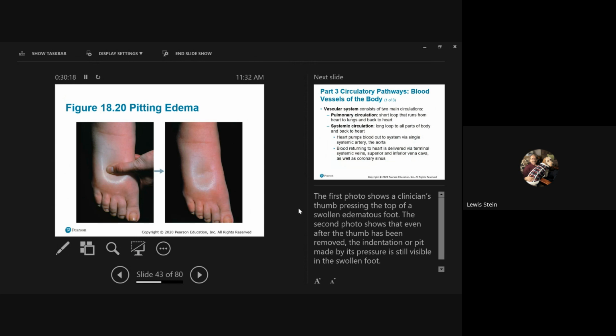And we grade it based on how rapidly it fills back up. Sometimes it's in there for a long time. So pitting is that capability. Now, if someone has fluid and you push on it and you don't see the pit, it doesn't mean it's less problematic. It can be more problematic.